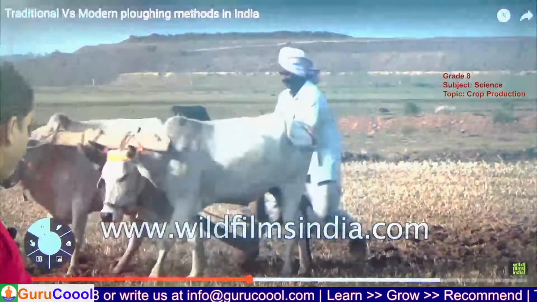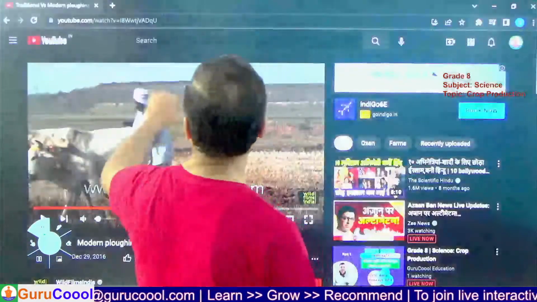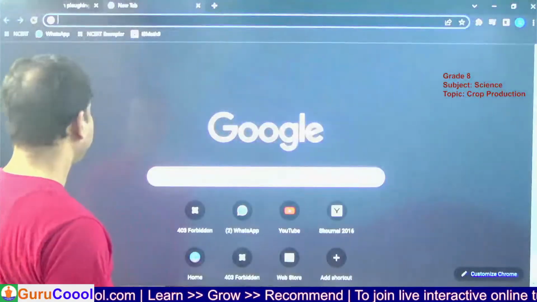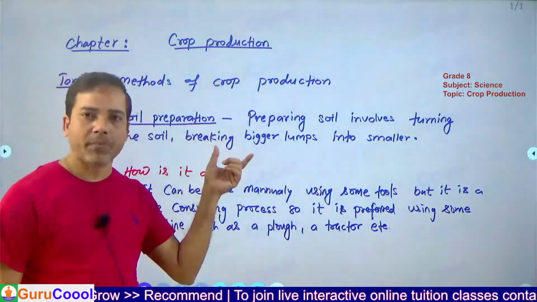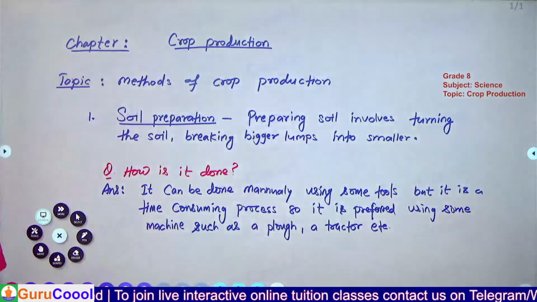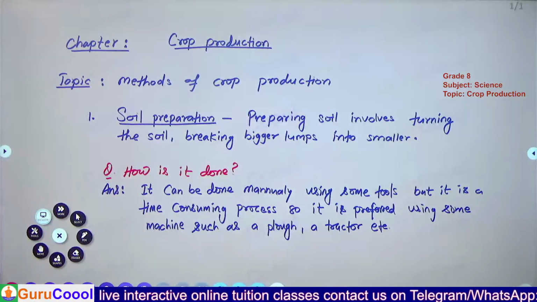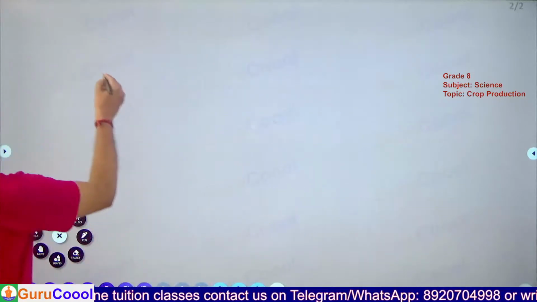Well, so we got to know how soil is prepared. Soil preparation step is done. The next step is seed selection.